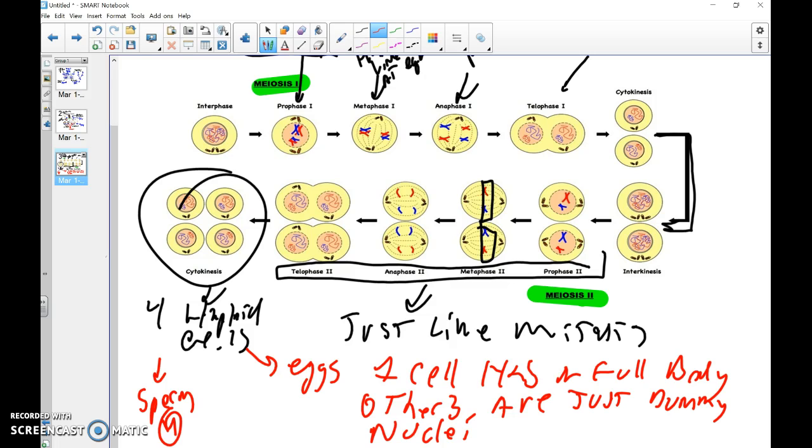All right. So just so you're aware, sperm cell, 4 of them become functioning haploid gametes. For eggs, it still does the same exact process, but at the end, in something that we call oogenesis, 1 functioning egg cell is made, which we call an oocyte, and then 3 sort of dummy cells are made. All right, that's it for meiosis.